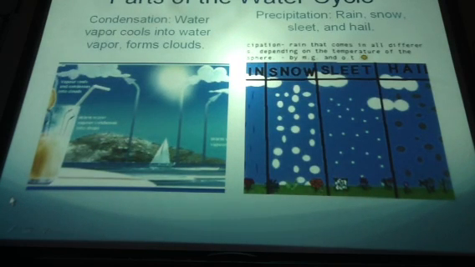Parts of the water cycle also include condensation. This is when water vapor cools down, so gas cools to a liquid to form clouds. Clouds form on little tiny particles of dust and other particles. The water condenses on them to form the clouds. Precipitation can be in the form of rain, snow, sleet, and hail, and that's when the water or ice, depending on temperature, moves back to the Earth's surface.